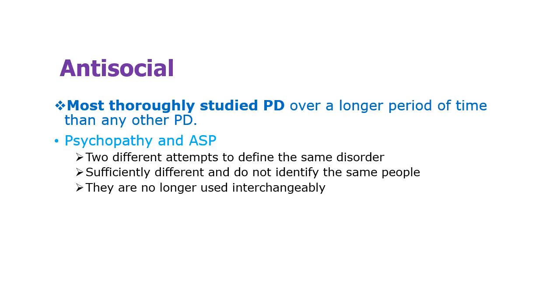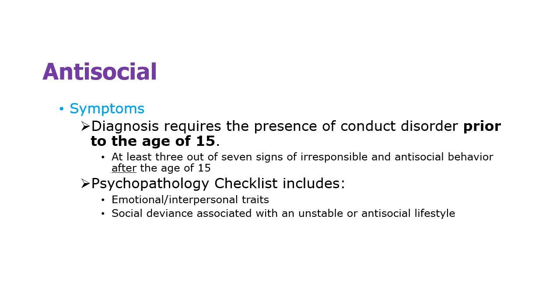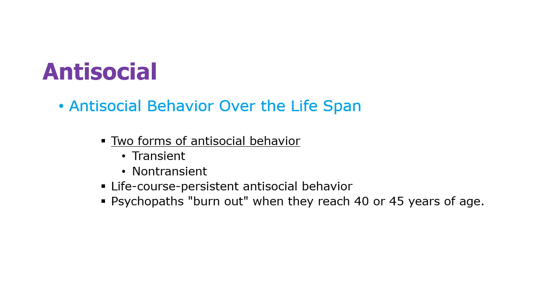So now we're going to move on to antisocial disorder. This disorder has been well studied over a really long period of time. To diagnose antisocial disorder, the symptoms have to be present before the age of 15, and they must have at least 3 of 7 total signs after the age of 15. Additionally, antisocial behavior has been defined as occurring either transiently or non-transiently, meaning it either comes and goes, or it's just a constant span of antisocial behavior.